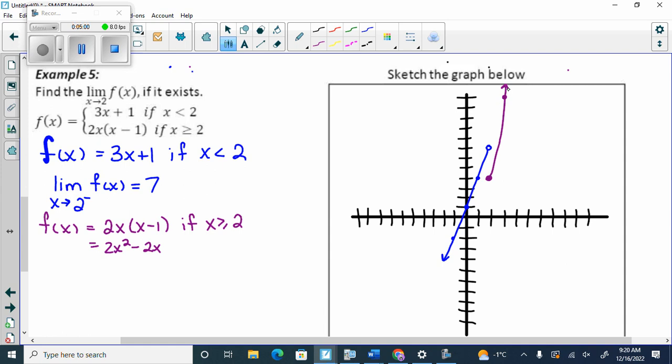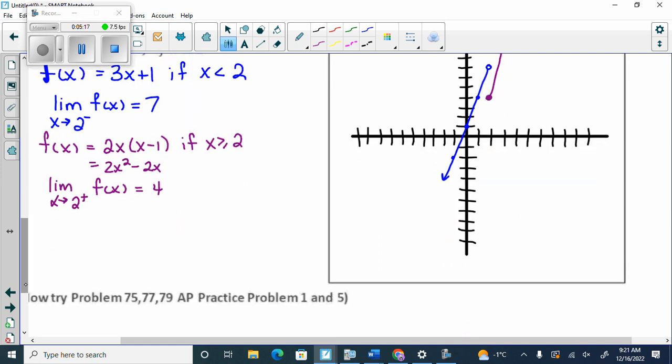Make sure you have arrows because the arrow shows that the graph continues, correct? Yeah. So from this graph, we can say the limit as x approaches 2 from the right of f of x equals 4. So we can say that the limit as x approaches 2 of f of x, what?